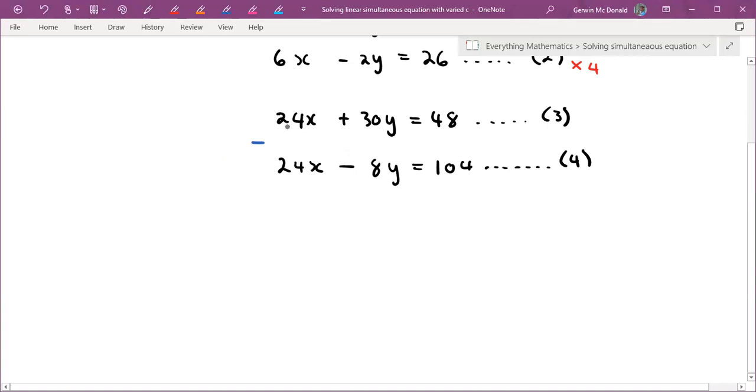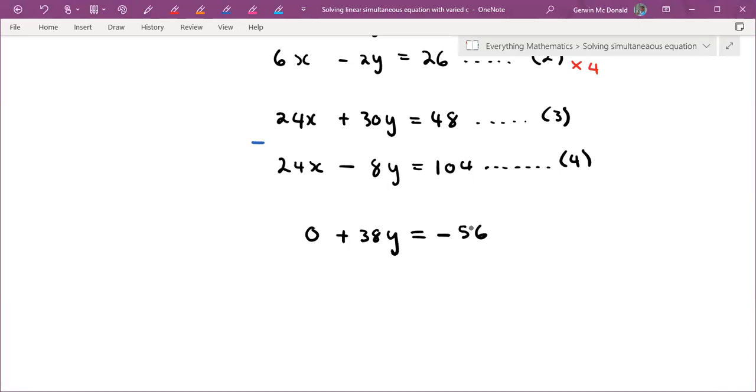Anyway, let's go. So 24 minus 24x, that will give us 0 there. 30y minus 8y, this will actually give us positive 38y. Oh, and sometimes you get a fraction too. 48 minus 104, let me just do this one on the calculator quickly. I am getting here minus 56. Well, I see the answer already. And minus 56 divided by 38, I'm pretty sure that will give us what?